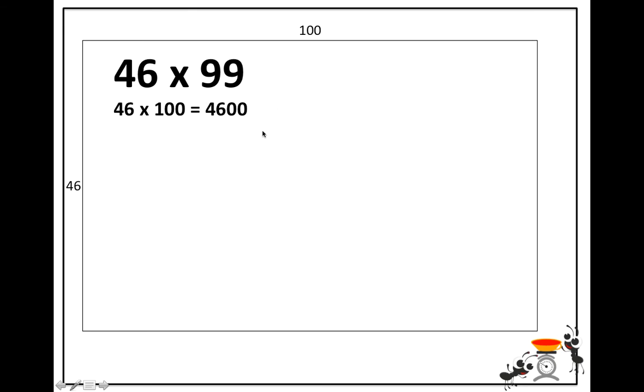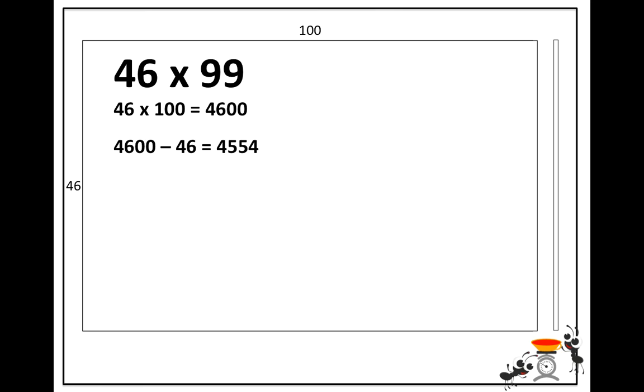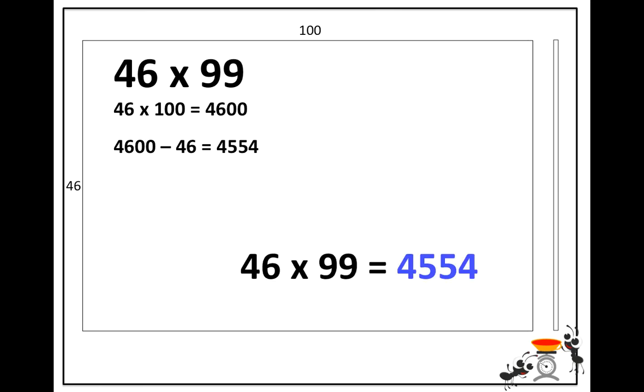Now what do I need to do? Let's look at the example again. There we go. Disappearing is one group of 46. So now I need to do in my head 4,600 minus 46. And the answer to that is 4,554. So my answer to 46 times 99 is 4,554. All I'm doing each time is multiplying by 100 and then subtracting one group.